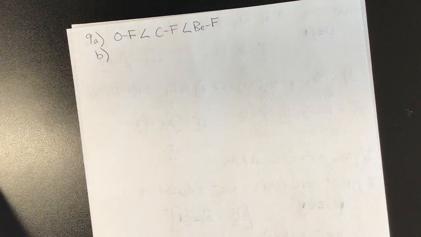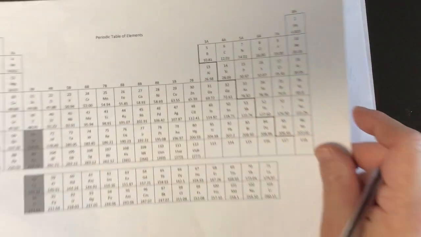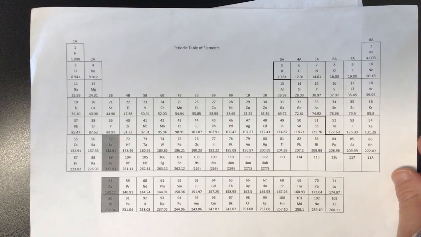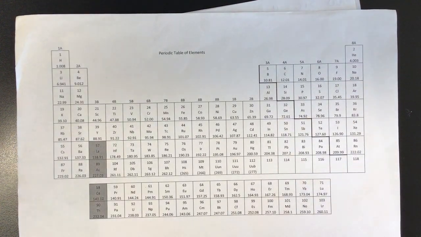Okay, and then the next one, we're kind of all over the place. Okay, so SBr, CP, OCl, so I have these numbers right in front of me. Let me grab them real quick.